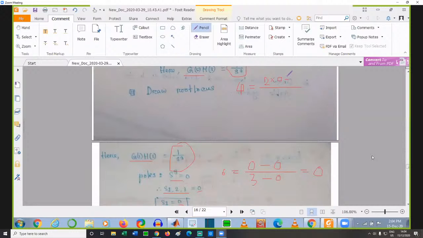1, then into 180 degrees. Okay, so 180 by the number of finite poles minus the number of finite zeros. Finite poles, how many? 3, sir. Number of finite zeros is 0. So 3 minus 0. Tell me now, what is the result?